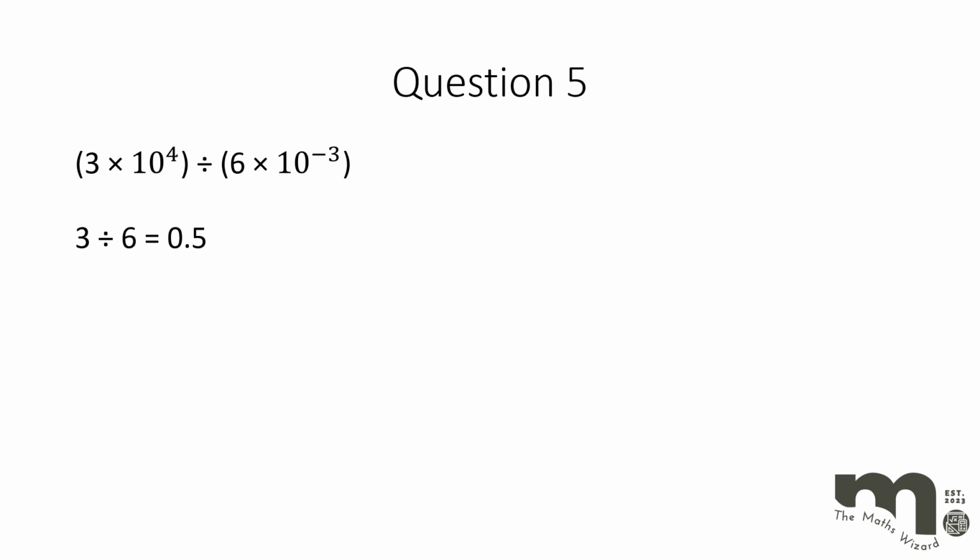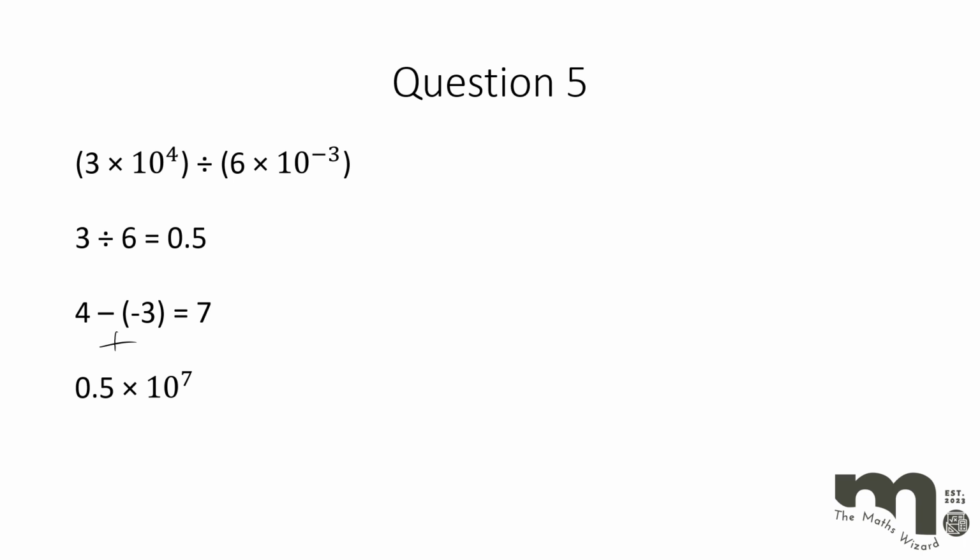Then we've got to deal with our powers. So 4 minus minus 3 gives you 7. Remember, with your negative number rules here, whenever you subtract a negative, it's the same as adding a positive. So 4 take away minus 3 is the same as 4 add 3, which is why we get 7. So what we've got now is 0.5 times 10 to the power 7.